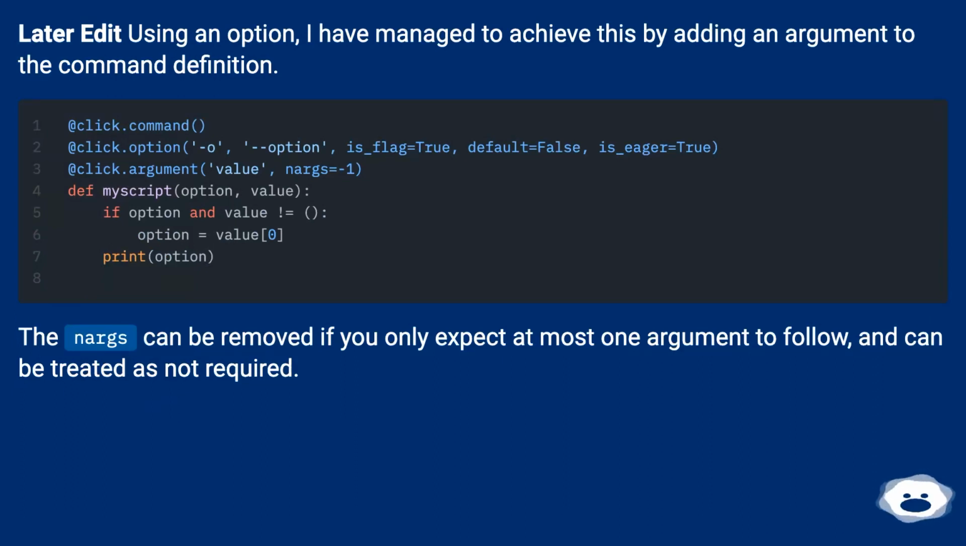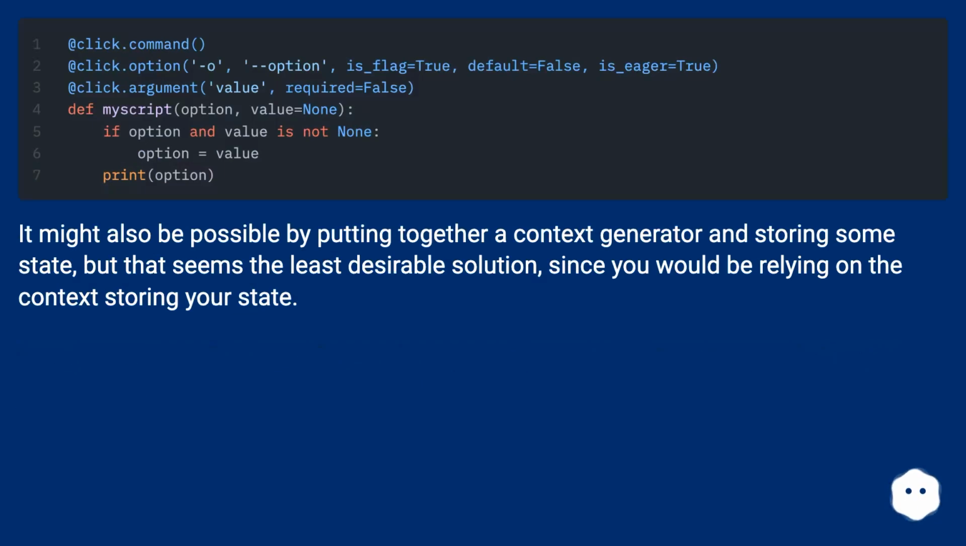The nargs can be removed if you only expect at most one argument to follow, and can be treated as not required. It might also be possible by putting together a context generator and storing some state, but that seems the least desirable solution, since you would be relying on the context storing your state.